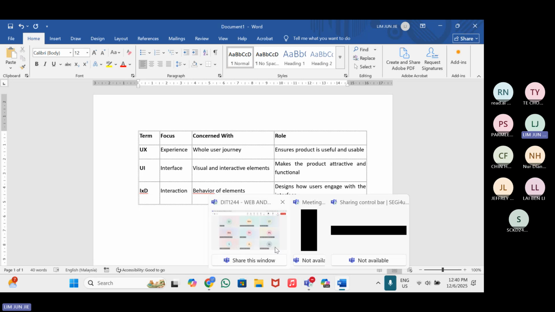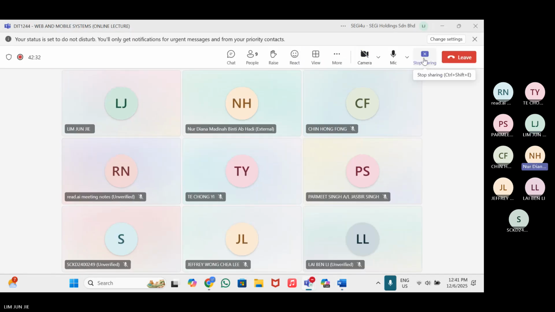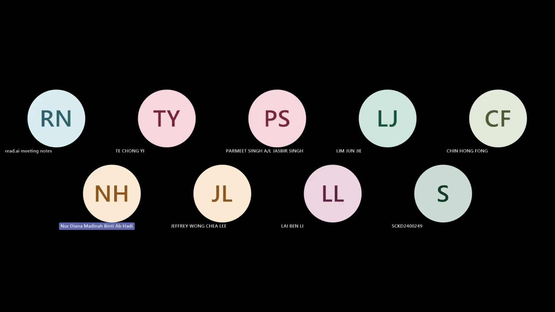Okay. Thank you everyone who did the sharing. So after you did the research, what do you think about it? Do you think it is important for us to learn about this kind of design or not? Important, I was thinking. Why do you think it is important?